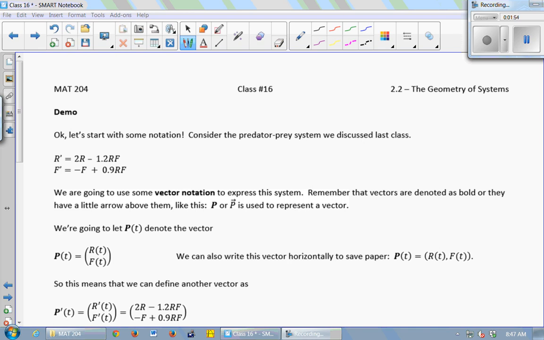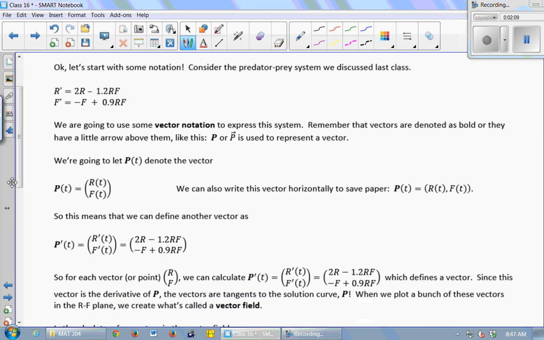Okay, so there was some new notation used in the reading. This is the predator-prey system that we spent a lot of time discussing last class. R prime and F prime, we got rabbits and we got foxes. We're going to express this system using vector notation. So remember, vectors are denoted with bold letters or with a little arrow above them. When I'm writing on the board, I typically use the arrow because I don't want to color over and over to make it bold.